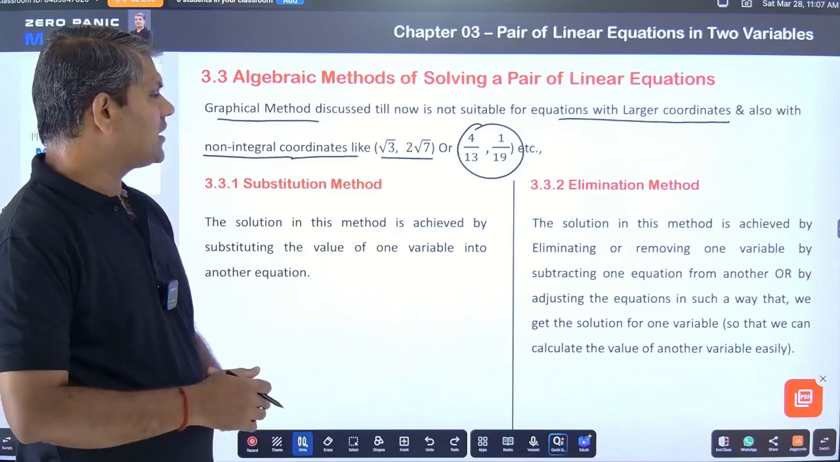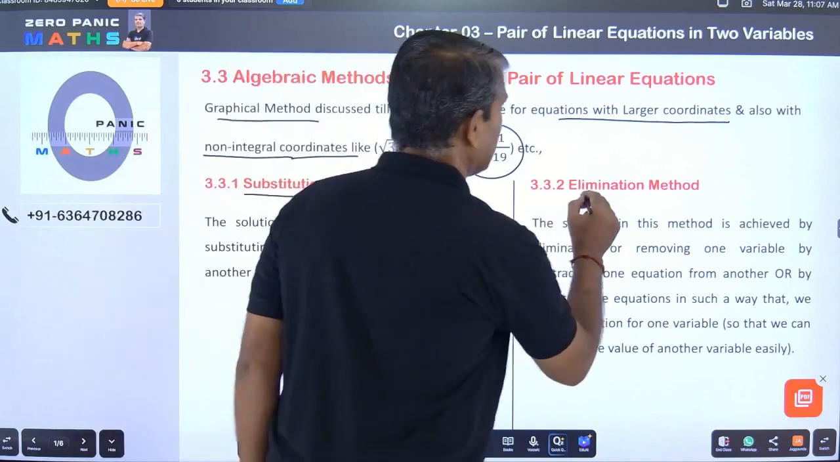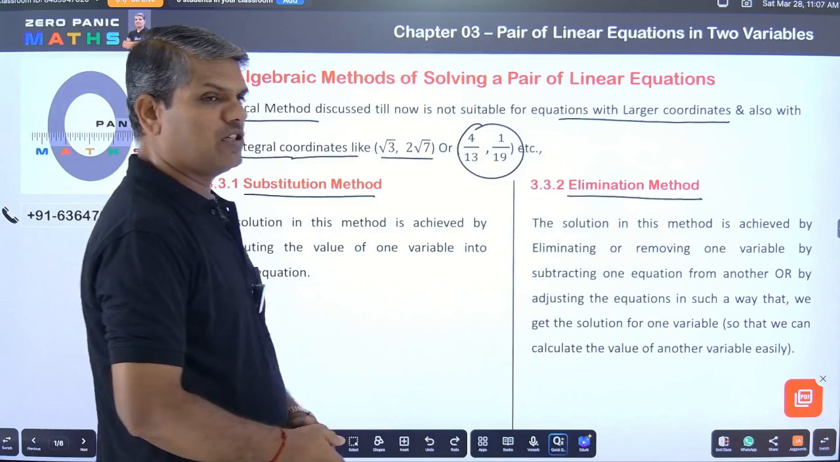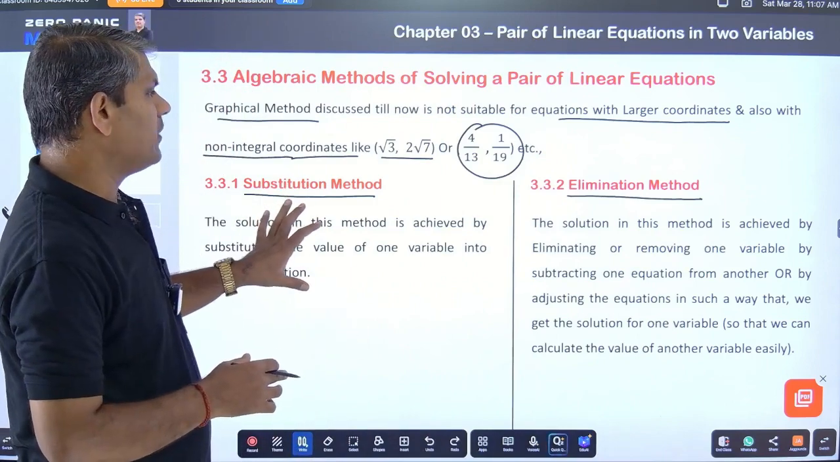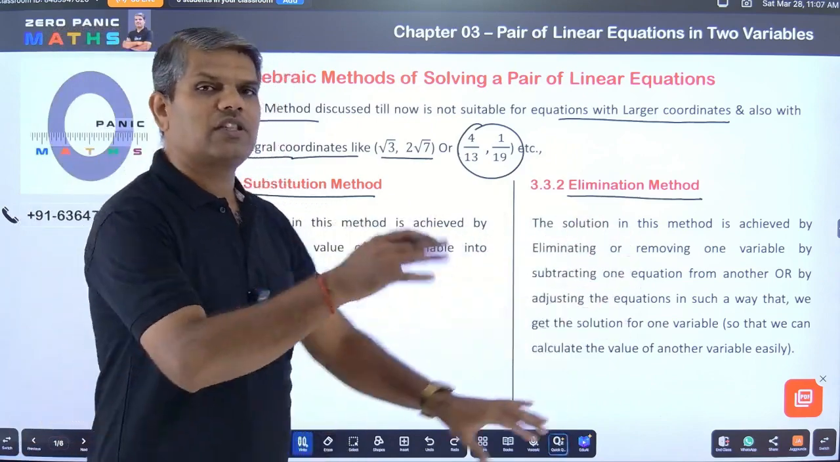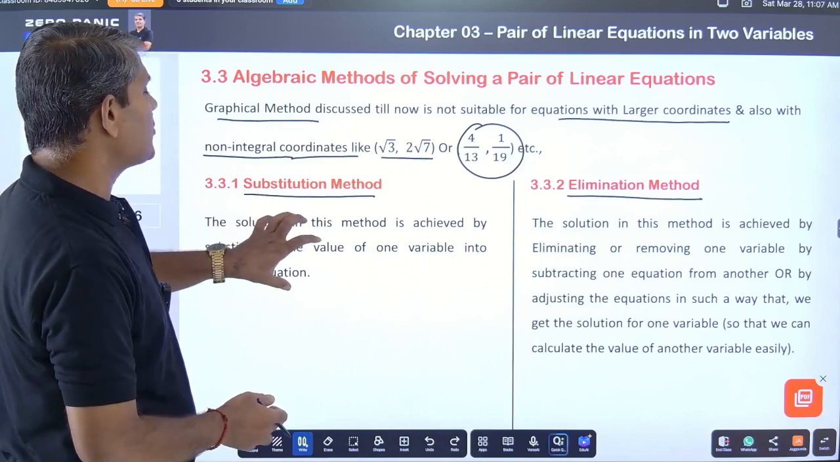In the algebraic method, there are two important methods. One is the substitution method and another is the elimination method. In this session, we are going to see some examples on the substitution method only. The elimination method we will see in the next coming sessions. So now what exactly is the substitution method?